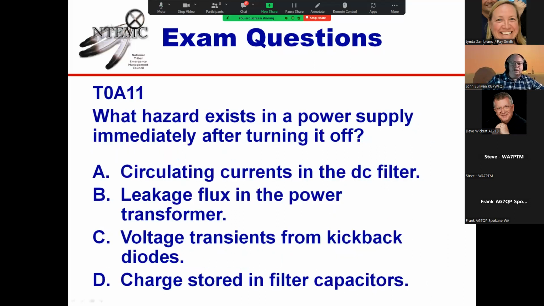What hazard exists in a power supply immediately after turning it off? Circulating currents in the DC filter, leakage flux of the power transformer, voltage transients from kickback diodes, or charge stored in filter capacitors. Remember what a capacitor does. It holds an electrical charge. That is your answer. After you turn off the power supply, there will still be a charge in the capacitors, and you don't want it to discharge through you.